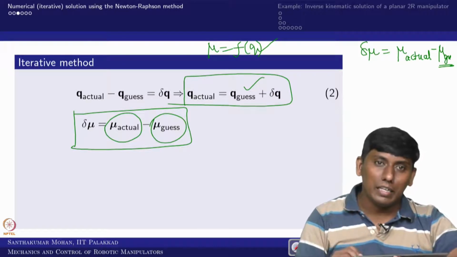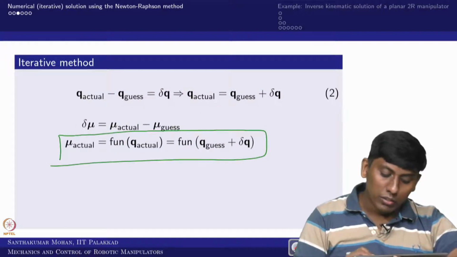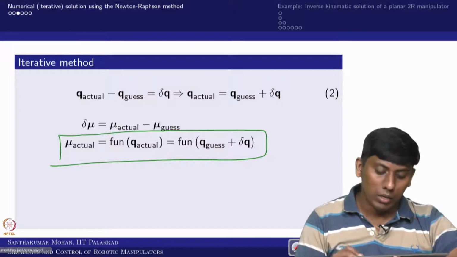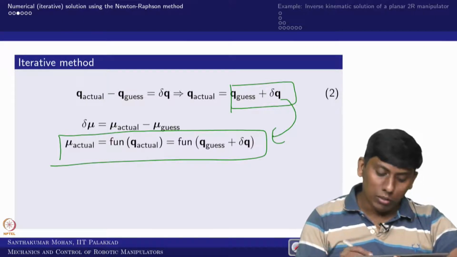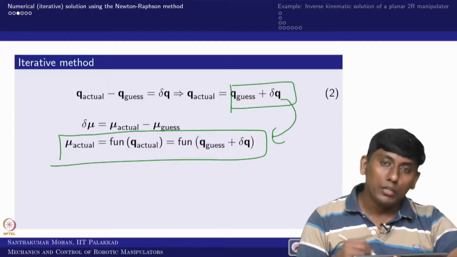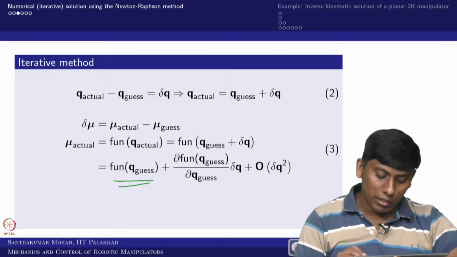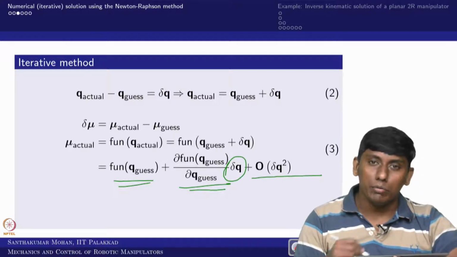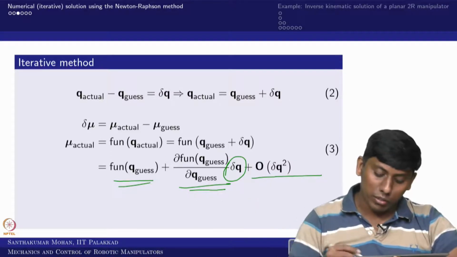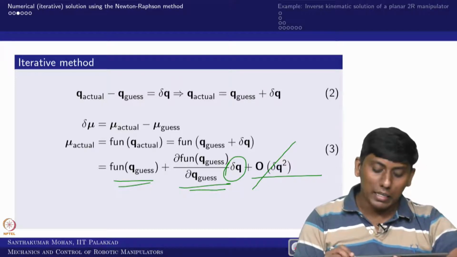So can we relate anything? Yes. We can take the mu actual. It is a function of q actual, but the q actual we have written in this form, right? So now you substitute this. What will you get? Q guess plus delta q. So you can write mu actual in this form and use a Taylor series expansion. That will give a function of q guess plus the partial derivative with respect to q multiplied by delta q, and the higher order partial derivatives multiplied by delta q squared and other terms. We are assuming that this delta q is very, very small, so we are making all of these higher order terms 0.